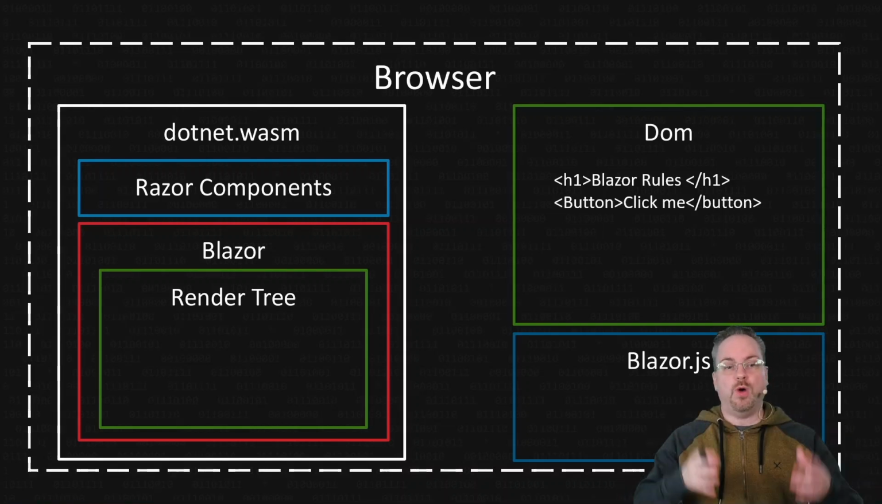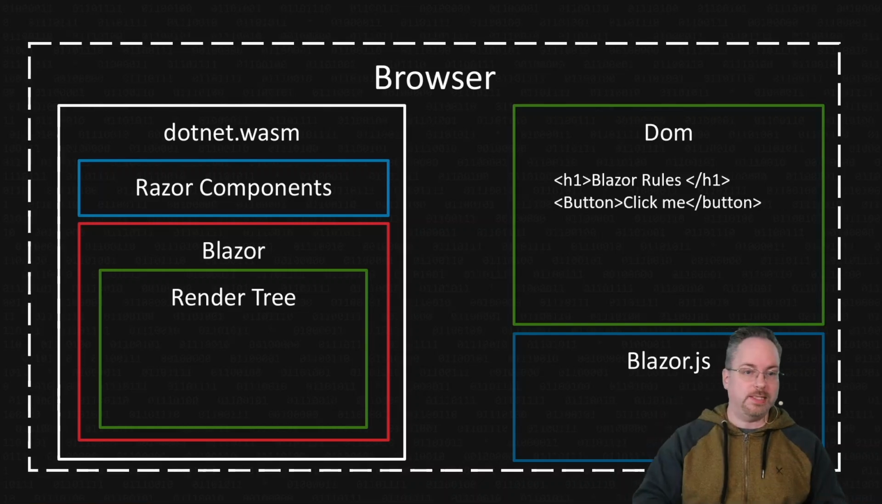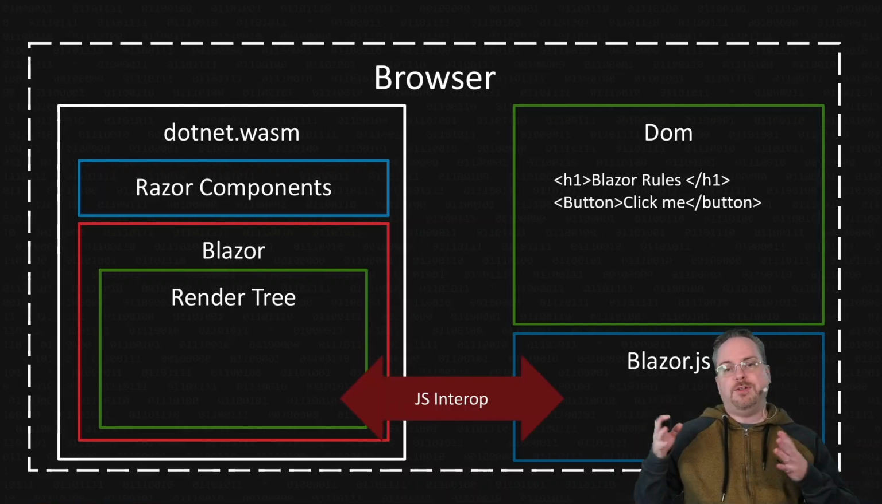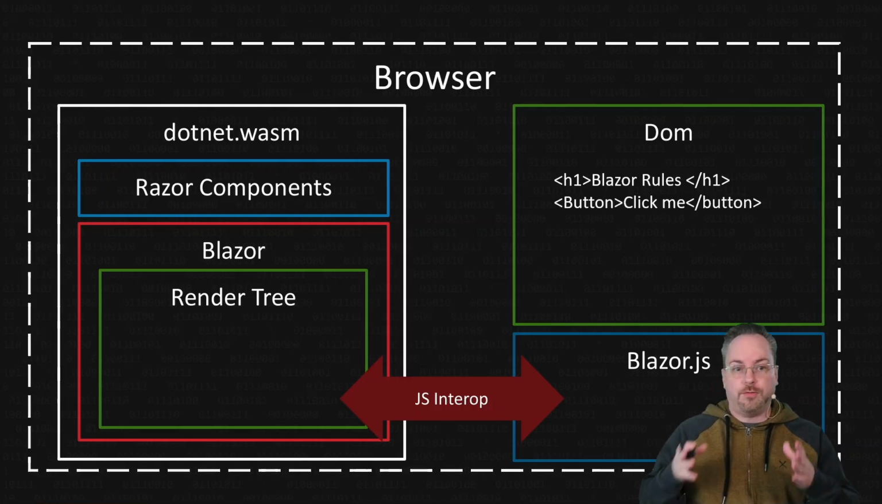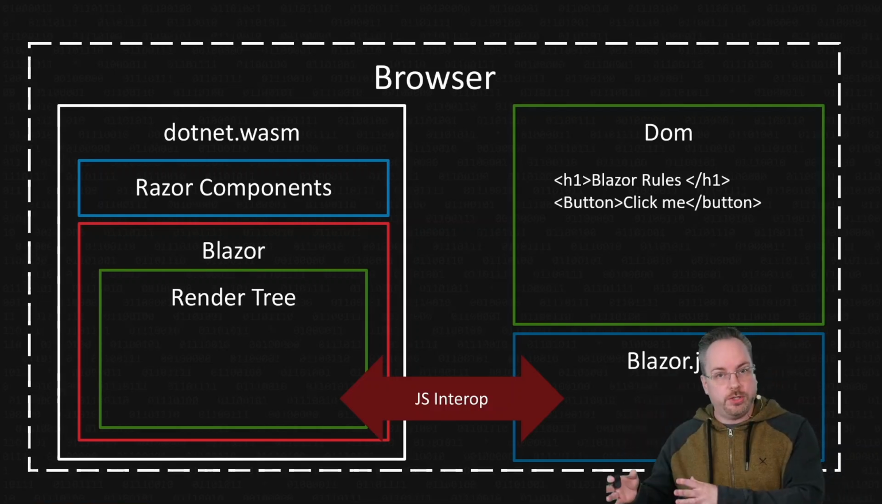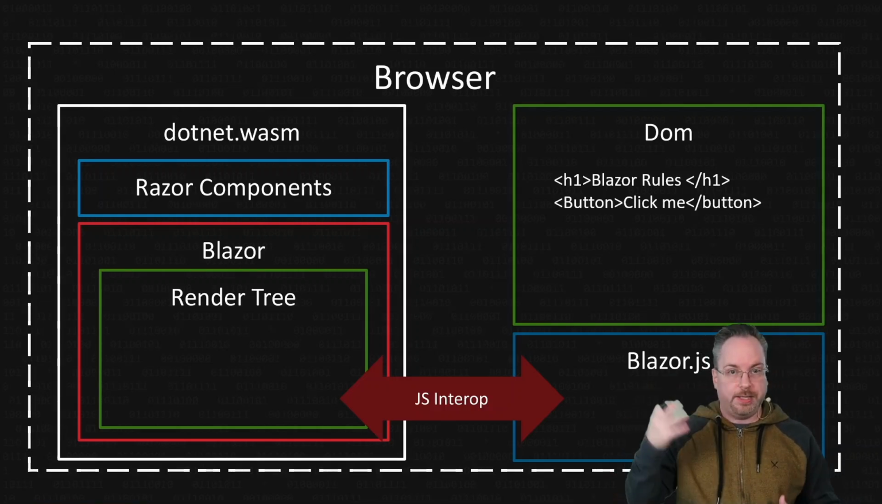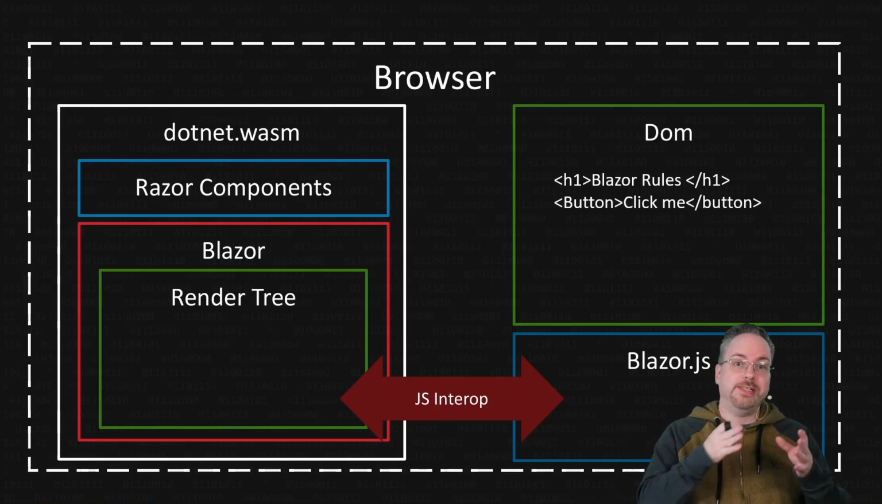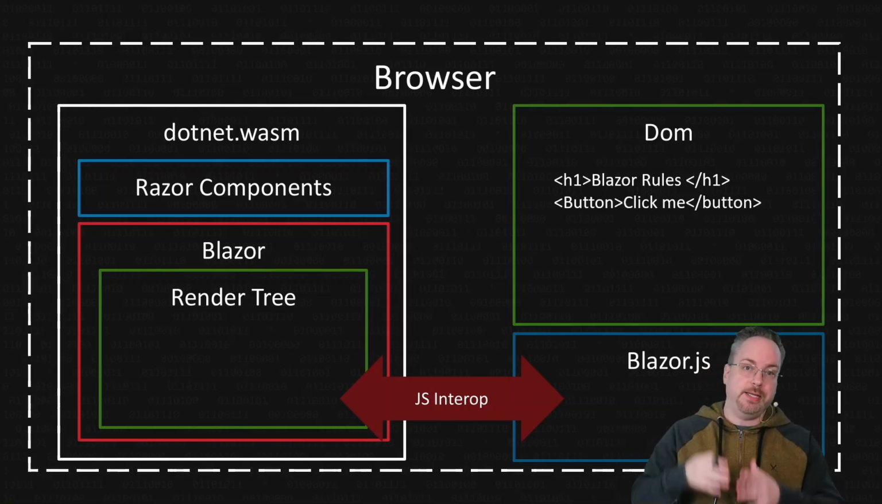.NET.wasm is going to run the Razor components, it's going to run Blazor, it's going to render the render tree. And then we're going to have JavaScript interop from WebAssembly to the JavaScript for updating the DOM. Because WebAssembly doesn't have any special access. It has the same access as JavaScript, or actually less, because it needs JavaScript to update the DOM.